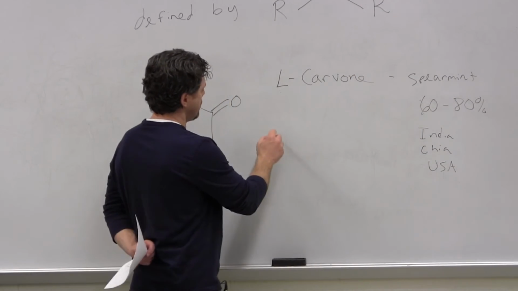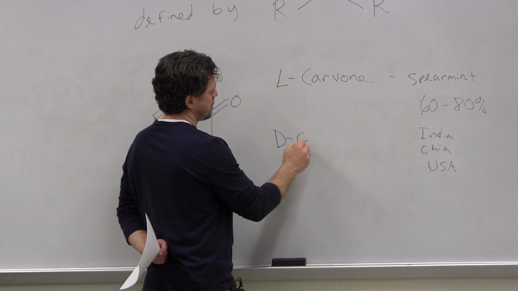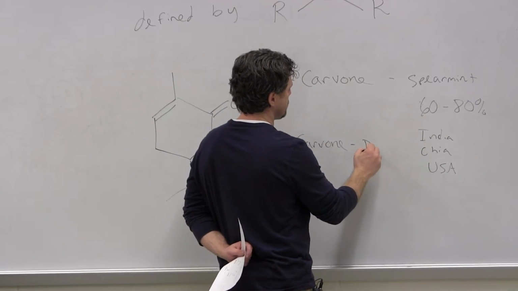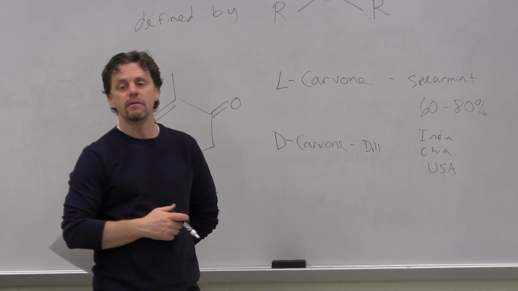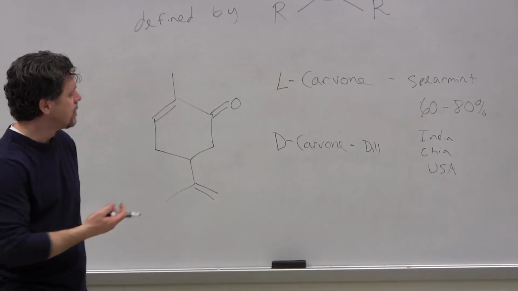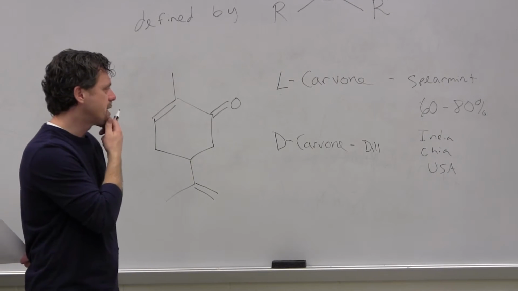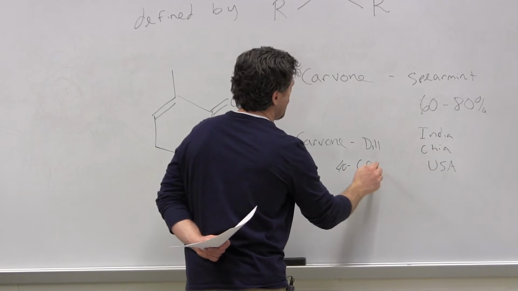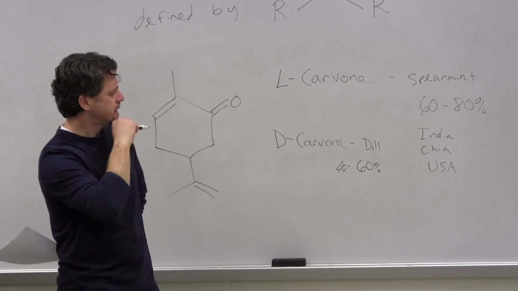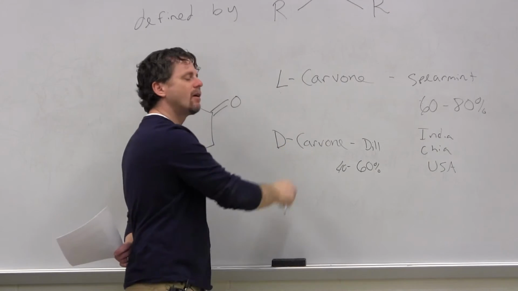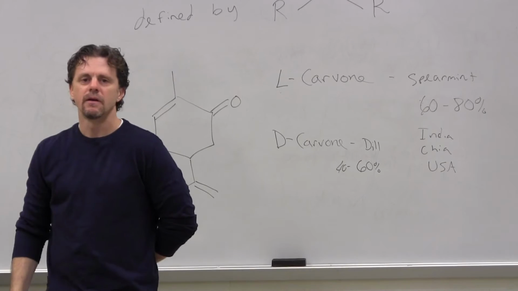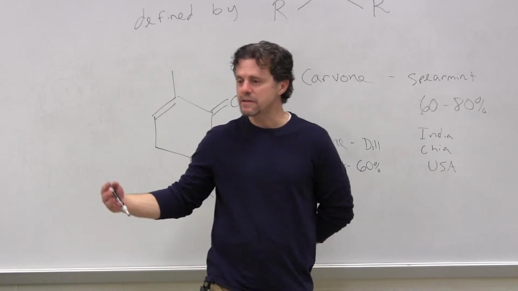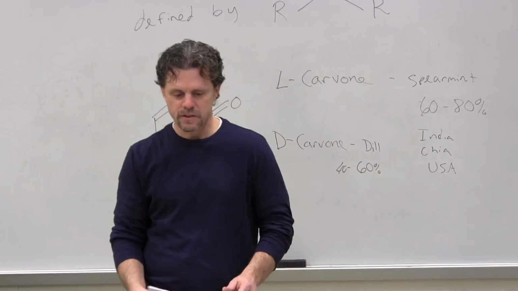And then we have the D form, which is the main component in dill. It's like 40 to 60%, I would say. And it is the characteristic odor of dill. If you smelled D-Carvone, you would think of dill. If you smelled L-Carvone, you would think of spearmint. Mirror image molecules, drastically different odor. So let's take a look at that Carvone.